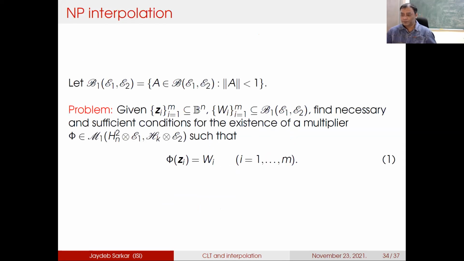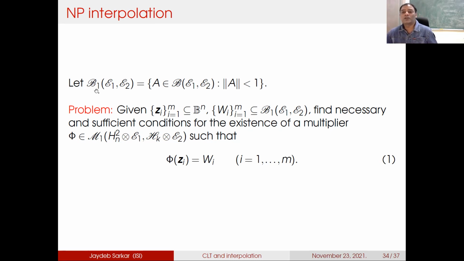Now, as I said, if you have commutant lifting, then you can have the interpolation more or less free. So I'm not going to talk about the proof, as the proof goes very similarly to the one variable case. We'll talk about the result here only.